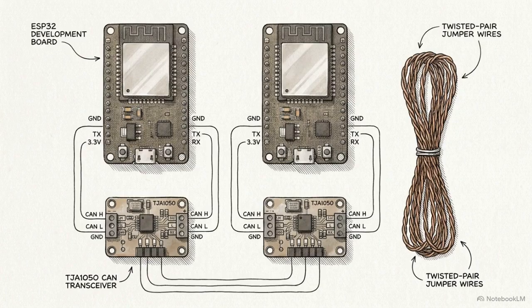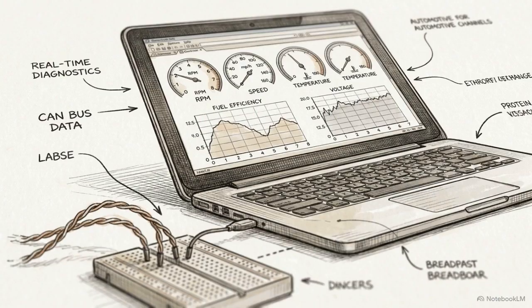To follow along, you will need two ESP32 boards, two TJA1050 CAN transceiver modules, and some twisted pair jumper wires. Mastering this tabletop setup provides the technical foundation for building custom web-hosted telemetry dashboards.